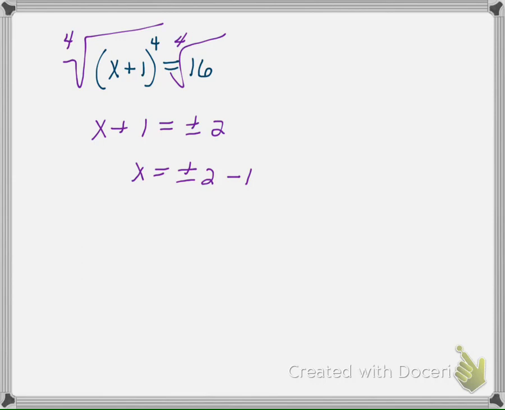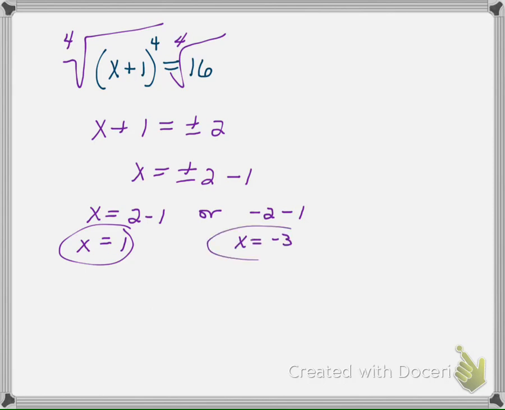+1. This is when you need to break it up into two statements, right? So I get 2 minus 1 or negative 2 minus 1. So your two answers are? 1 and -3. So 1 over here and negative 3 over here.